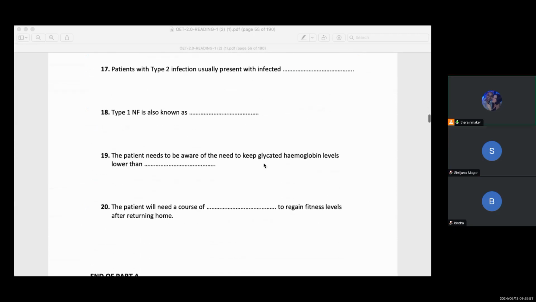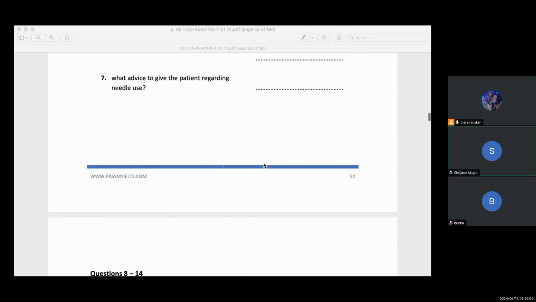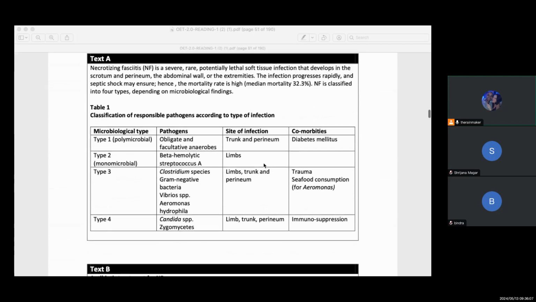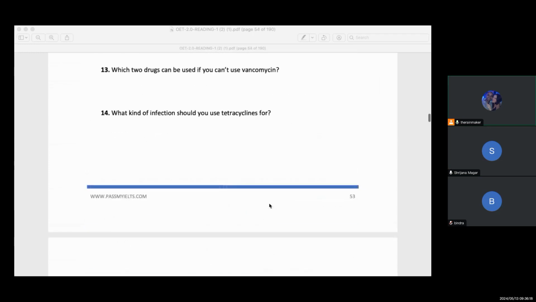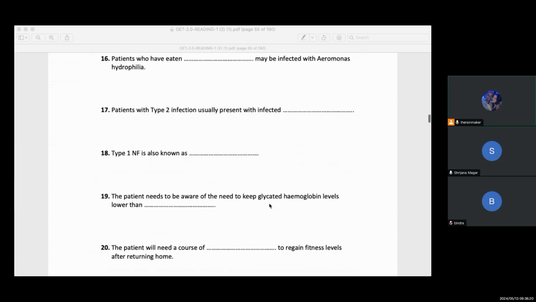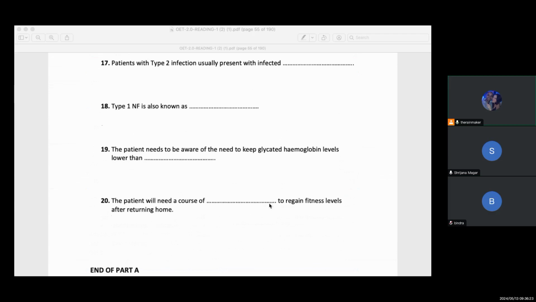Next, so easy. Type 1 NF is also known as what? A. Give the synonym of type 1. Polymicrobial. You must be noticing the bracket here too. Okay, 19. The patient needs to be aware of the need to keep glycated hemoglobin levels lower than a number. Next, where do you think it is? A, B, C, D.